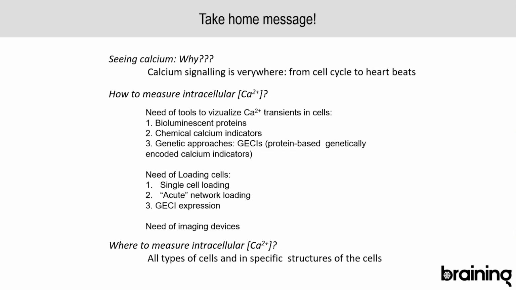And then I explained a little bit how we can measure this intracellular calcium concentration. I talked about the tools that we have to measure calcium, the bioluminescent proteins, the chemical calcium indicators, the genetic approach, the way we load the cells. Okay, that is also very important if we just want to look into a neuron or an astrocyte, or if we want to look into a network of cells. Okay, that's also a very important question that we need to have in mind when planning an experiment. Okay, of course, the type of devices that we use to visualize this calcium signaling.